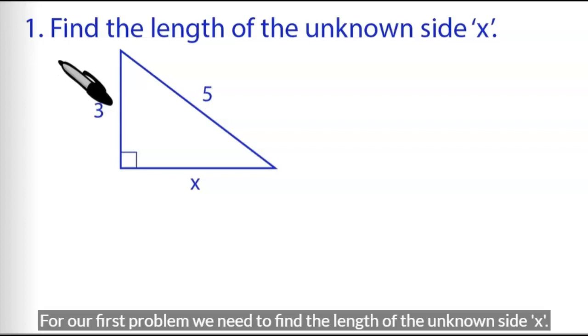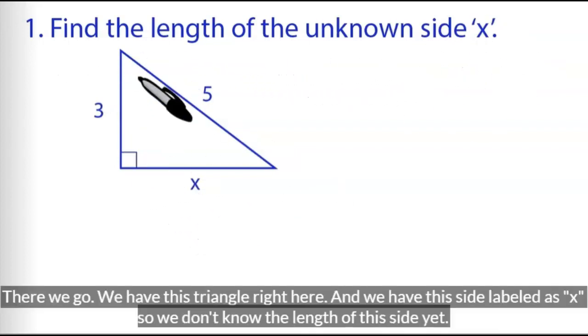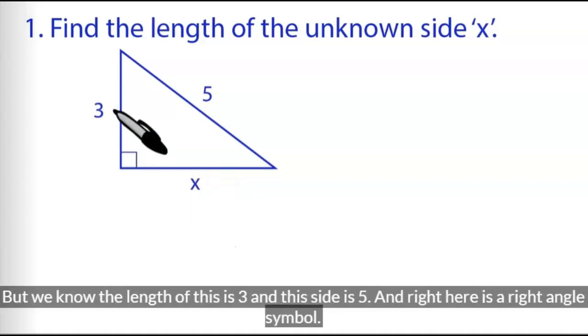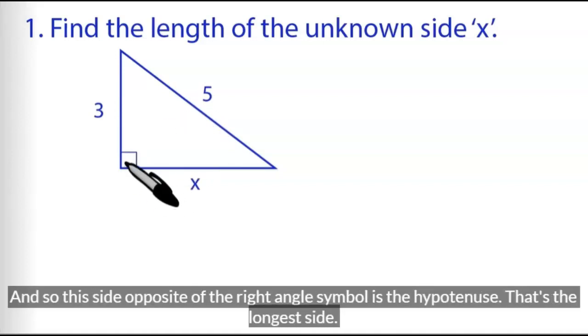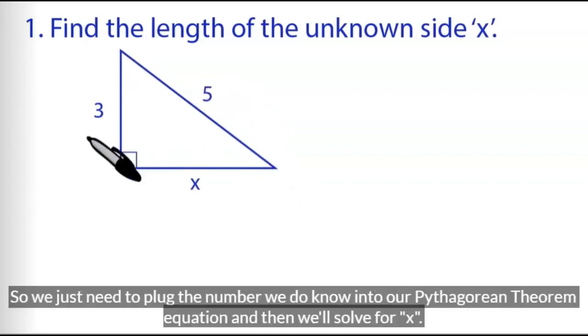For our first problem, we need to find the length of the unknown side x. Here we go. We have this triangle right here, and we have this side labeled as x, so we don't know the length of this side yet, but we know the length of this side, 3, and this side is 5. And right here is the right angle symbol, and so this side, opposite of the right angle symbol, is the hypotenuse. So that's the longest side. So we just need to plug the numbers that we do know into our Pythagorean theorem equation, and then we'll solve for x. All right?